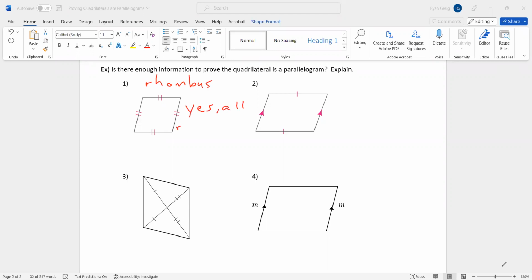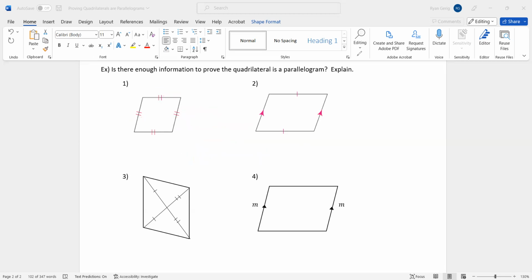All rhombuses are parallelograms. You could also explain it with the fact that both pairs of opposite sides are congruent, right? This side is congruent to this side, and this side is congruent to this side. They just happen to be congruent to all each other. So, yeah, it's theorem number 3, but it's also showing that it's a rhombus. So there's a couple different ways to explain that.